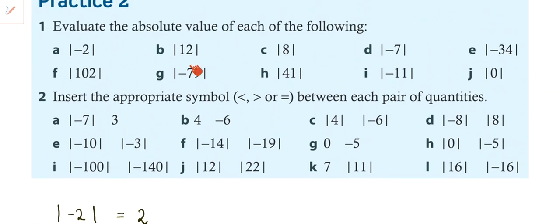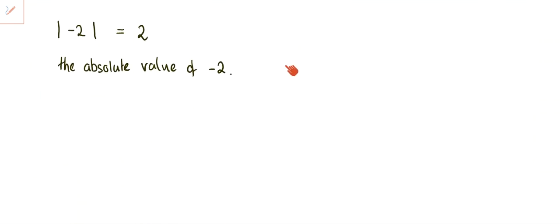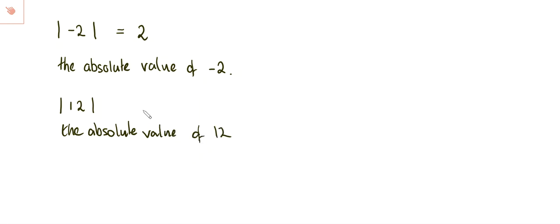Well, let me write another one. Let's do B, and let's see if you can pattern spot. The next one is vertical lines with the number 12 in it. How would I say that? The absolute value of 12. And that equals... What do you think, Brooklyn? -12? You think -12? Makes sense, right? It's actually 12.